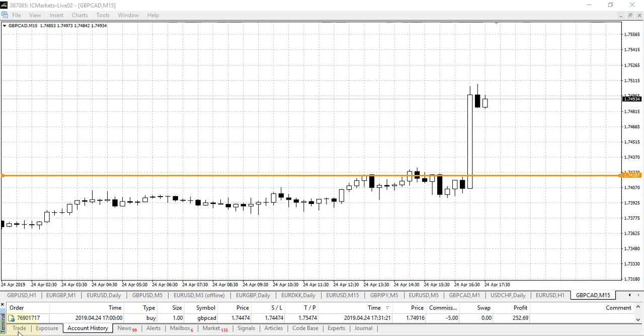Let me show you the position after we've closed the trade. We had the closed trade. You can see it was 24th of April at 5 p.m., exactly when we opened the trade. We bought a standard lot of pound Canada. We bought it at 1.74474. We adjusted our stop loss to break even, and we put our profit target at 100 pips, but we closed it at 1.7491. Because we're using an ECN broker, we paid a commission of £5, no swap, and we came out with a profit of £250, so about 300 and something dollars.